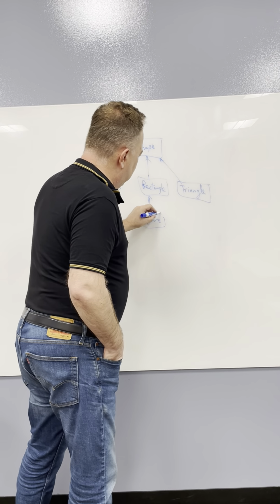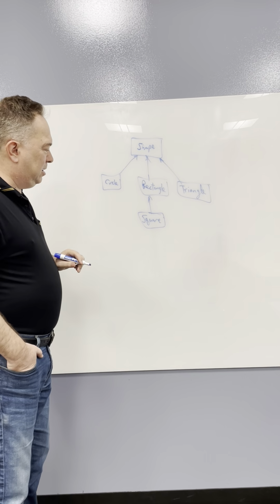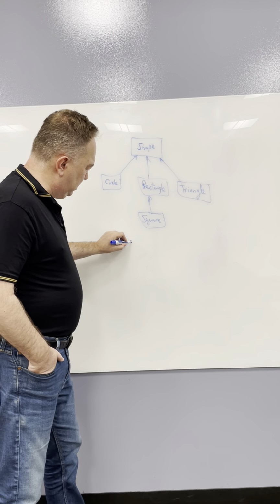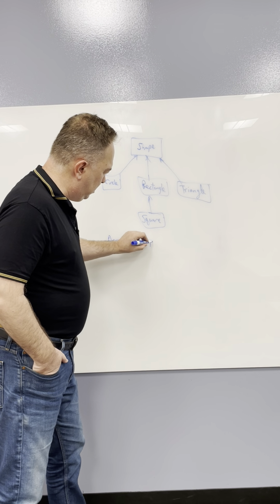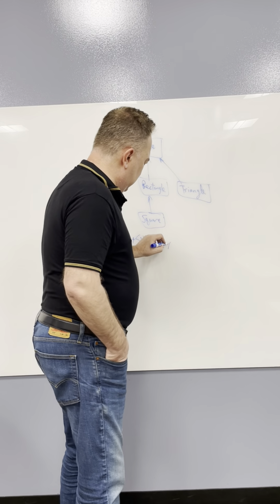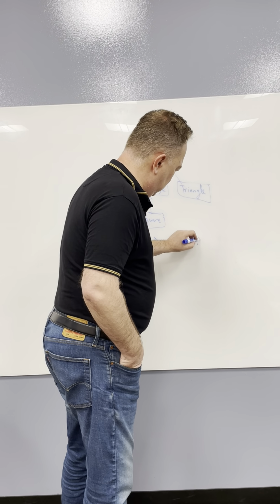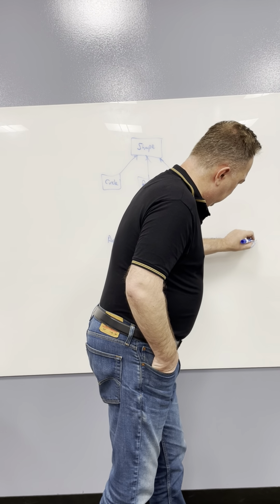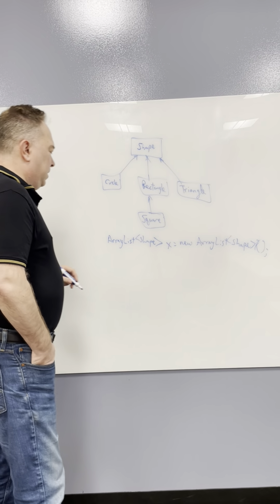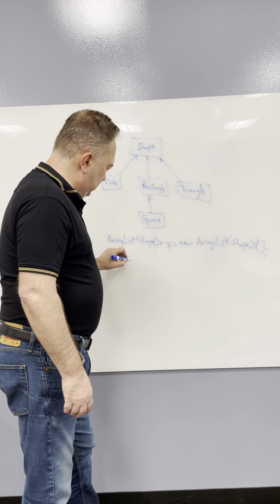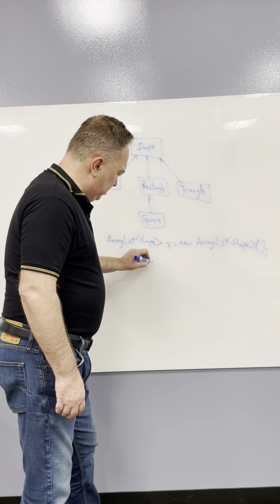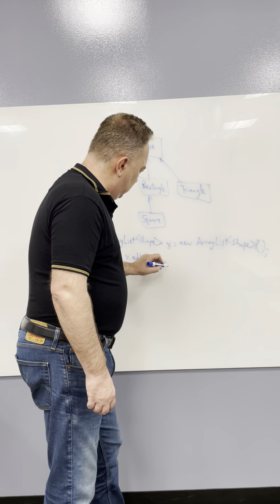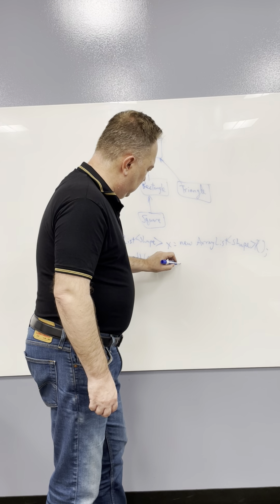Okay, so in this idea, if we're talking about this, we could have, for example, an array list of shape x is equal to new array list. This is a lot of writing. Paren like that. Okay. So we make an array list of shape. And then you could say x dot add 0 new circle.